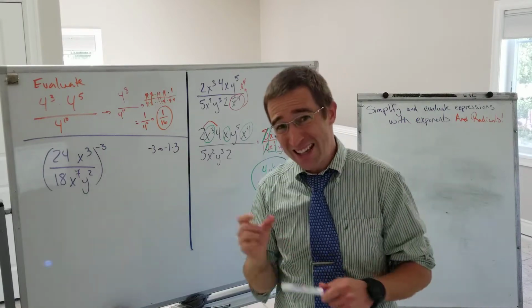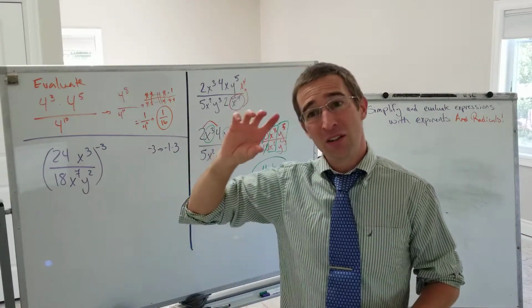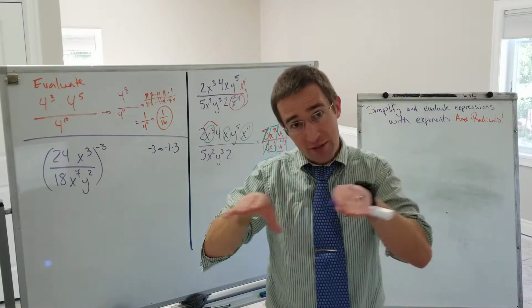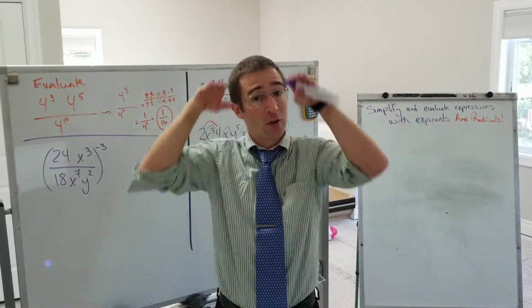And what does a negative exponent do? It flips it. It takes anything in the denominator with a negative exponent, to make it a positive exponent, it's going to go to the numerator.